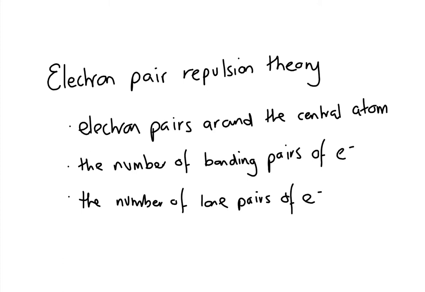So when you identify what shape a molecule has, you will have looked into the number of bonding pairs and the number of lone pairs of electrons around that central atom. I'm going to show you a way of working that out, but before that I'm just going to talk a bit about the electron pair repulsion theory.